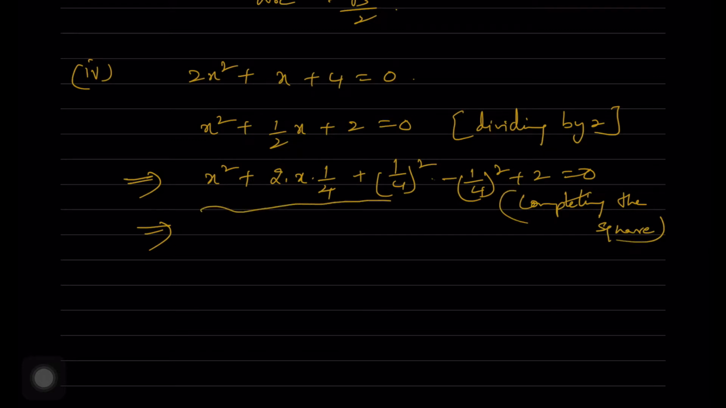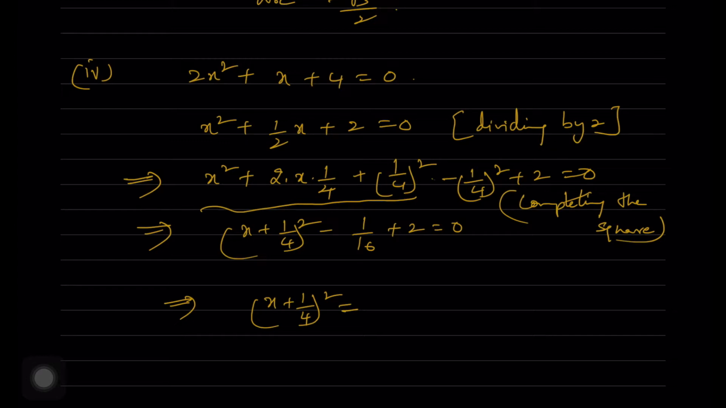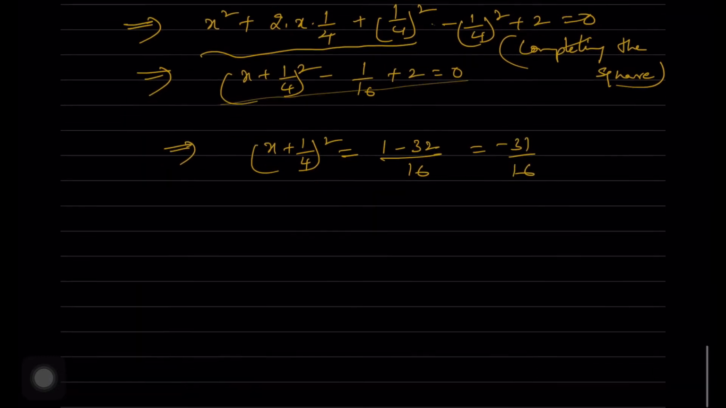So now you can see this is in the form of x plus 1 by 4 whole square. So x plus 1 by 4 whole square minus 1 by 16 plus 2 is equal to 0, which implies x plus 1 by 4 whole square, if you take it to the other side, you are getting 1 minus 32 by 16, which is equal to minus 31 by 16. So x plus 1 by 4 is equal to plus or minus root of minus 31 by 16.